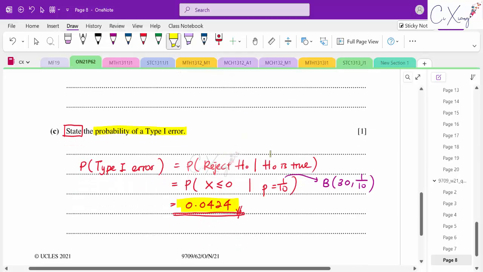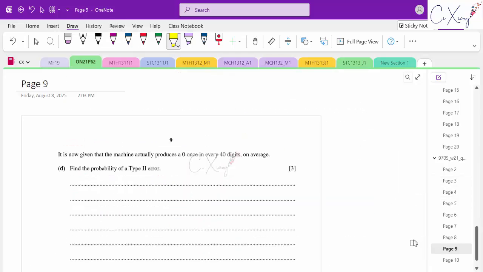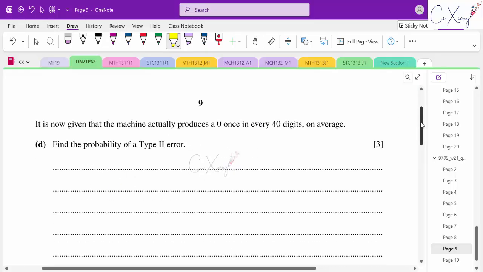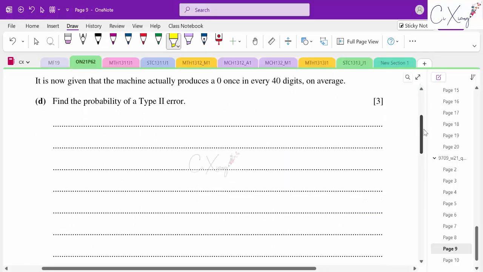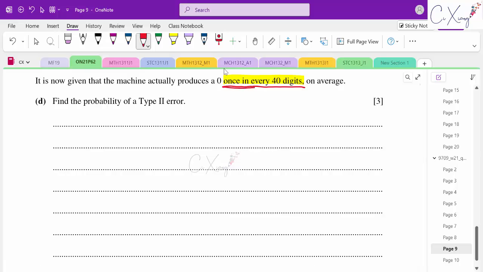Alright, then let's continue to next part. Part number D. It is now given that the machine actually produces 0 once in every 40 digits on average. Now if you read this sentence, they are telling you that now I realize that my p is actually really got a different value. And it is once every 40. That means the p now becomes 1 over 40 instead of 1 over 10. And they want us to find the probability of a type 2 error.